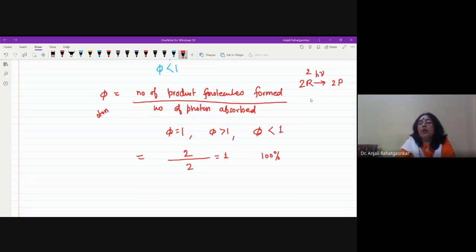How many molecules or moles are formed, or in terms of molecules, n is equal to 2. Okay, and how many photons are absorbed over here? 2 photons I am giving. So here 2 by 2 is equal to 1, which means that there is a 100% conversion. So this is a highly efficient conversion, which is practically not possible, which is practically not feasible.